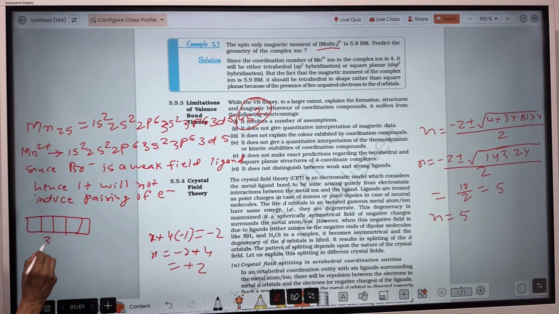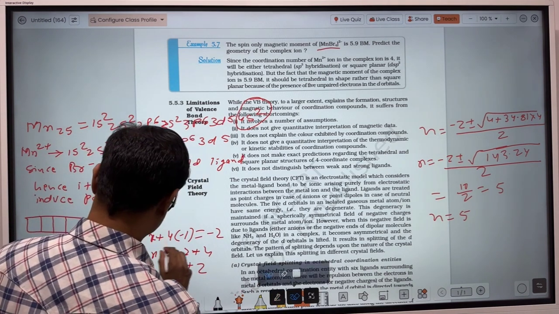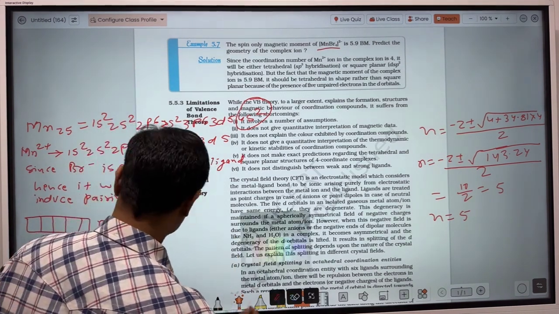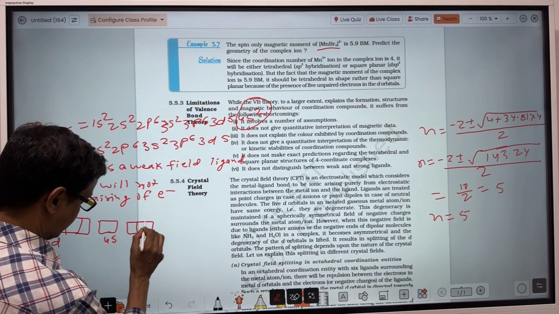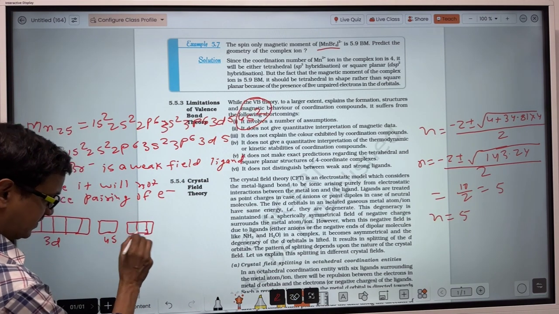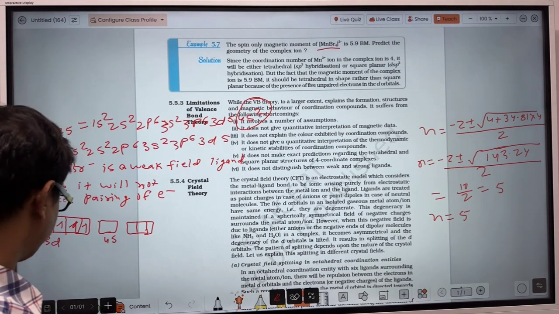There will be 3d here, then 4s, and after that 4p. Is 4s, and here 4p. This one. So already pairing of electrons here is. So here it will not do pairing of electrons.